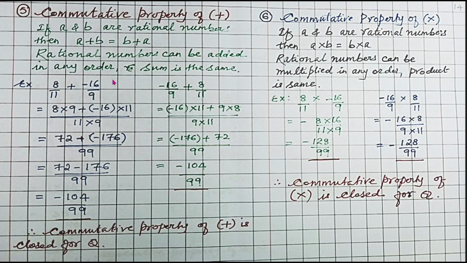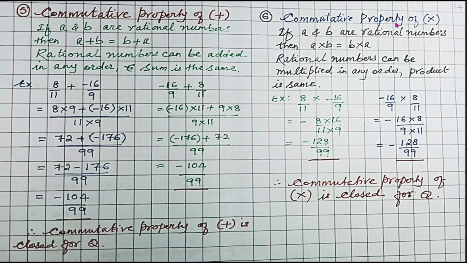Let us consider an example. If I add 8 by 11 and minus 16 by 9, then by following the rules of addition, I'll get minus 104 by 99. Also, if I add minus 16 by 9 plus 8 by 11, again I'll get minus 104 by 99. That means the values are the same. Therefore, the commutative property of addition is closed for a set of rational numbers. That means rational numbers can be added in any order, the sum is the same, and therefore the commutative property of addition is closed for a set of rational numbers.